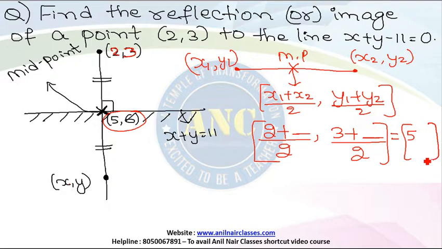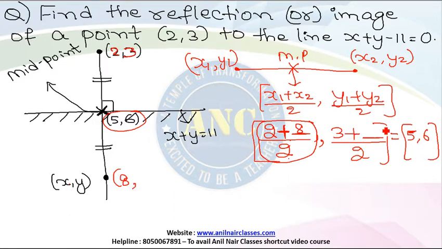Now think a little logically, 2 plus which number, when I divide by 2, I will get 5? Which number when divided by 2 is 5? It is 10 by 2 only that is 5, right? This entire numerator should be 10. That means 2 plus which number will give you 10? 2 plus 8 will give you 10. First x coordinate is 8.